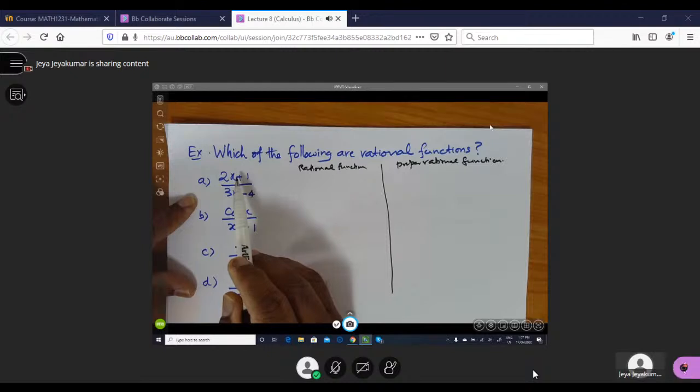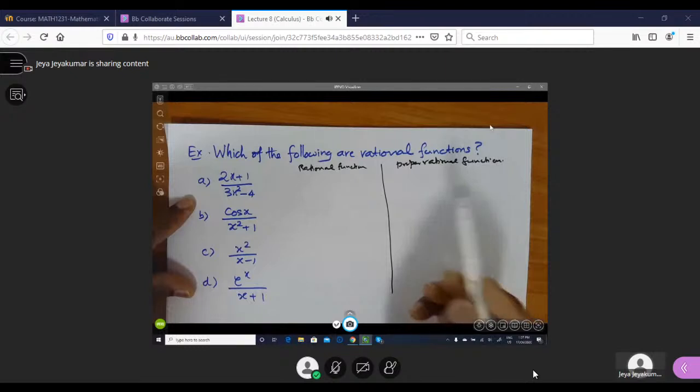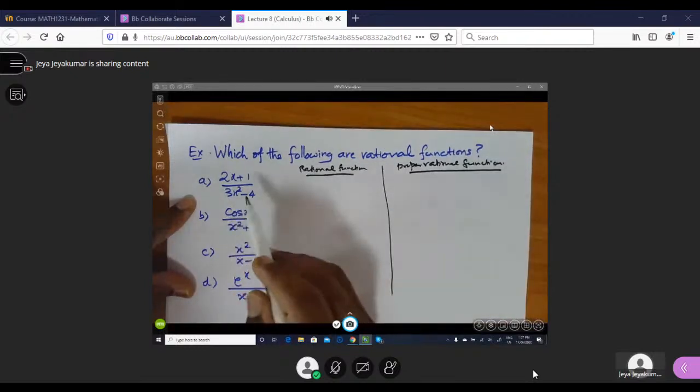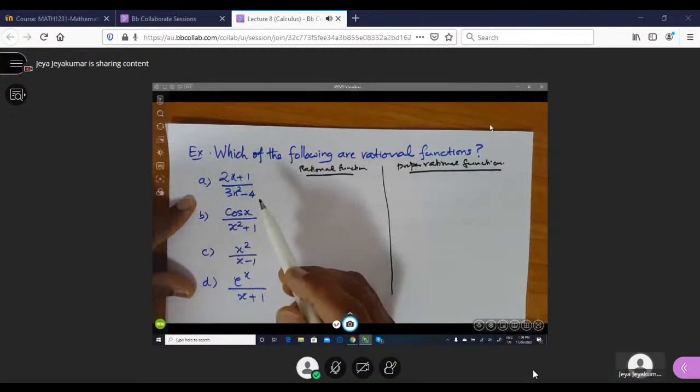What was the constraint for B? So I'm going to look at here. First, identify which ones are rational functions and which are proper, and so on, right?